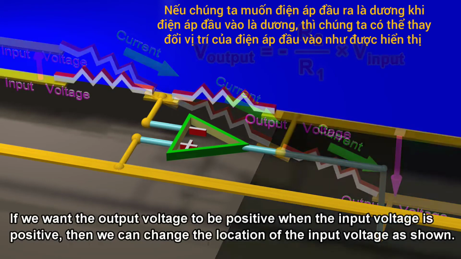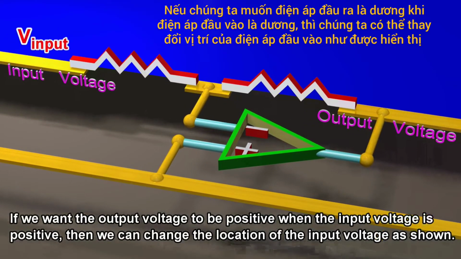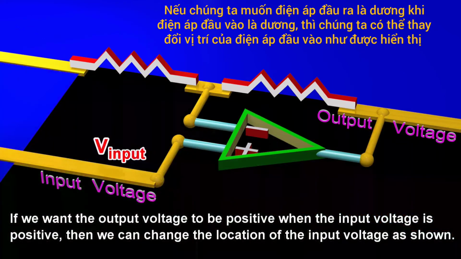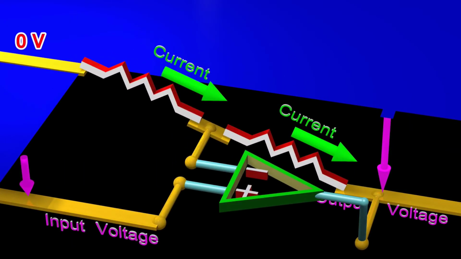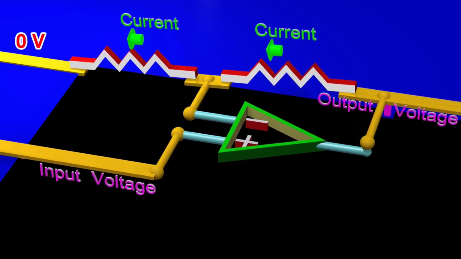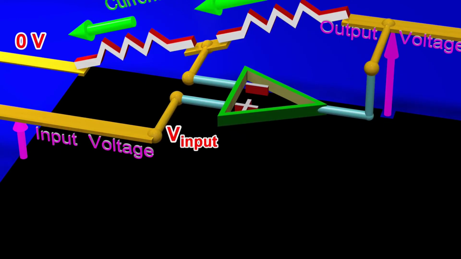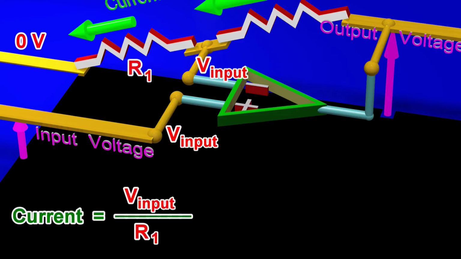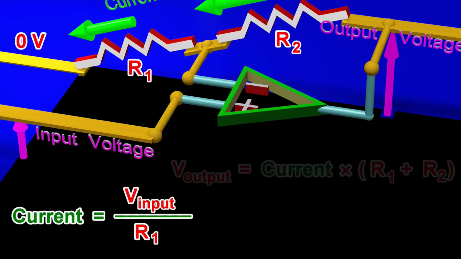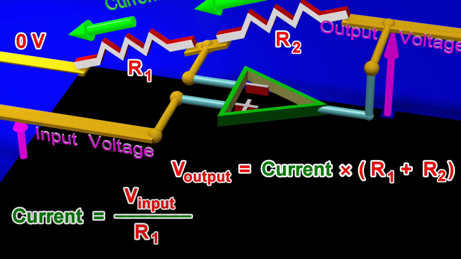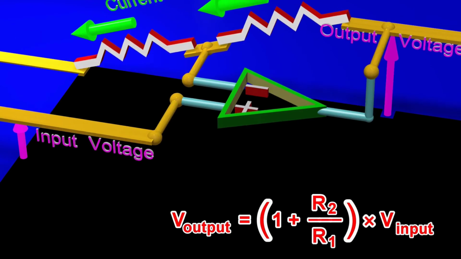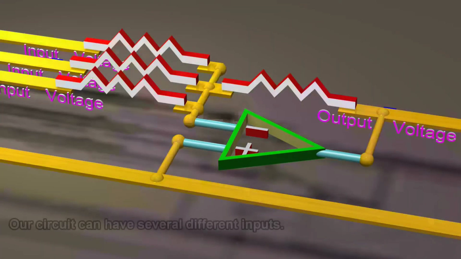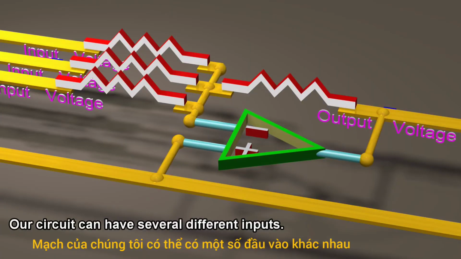If we want the output voltage to be positive when the input voltage is positive, then we can change the location of the input voltage as shown. Our circuits can have several different inputs.